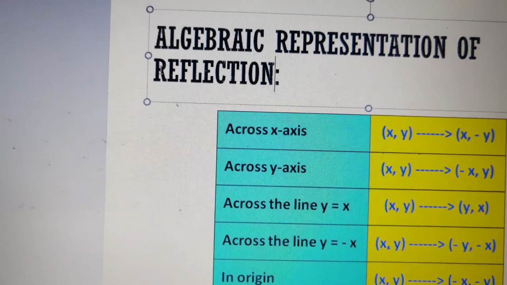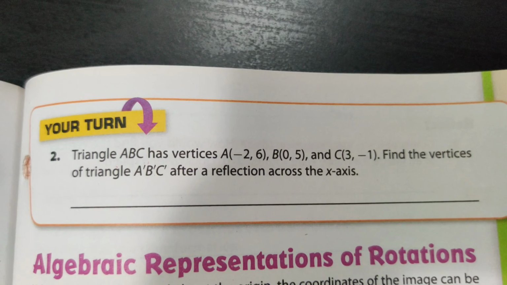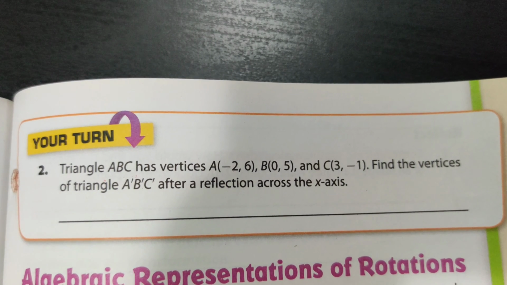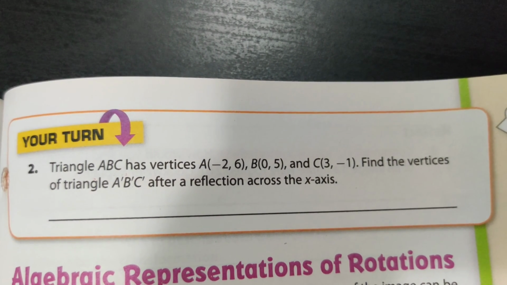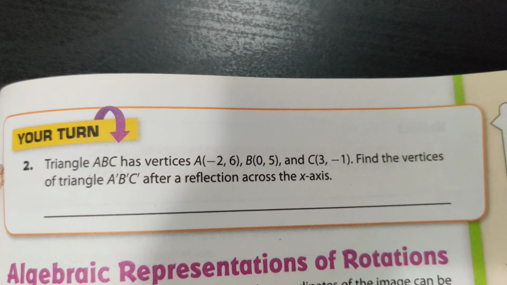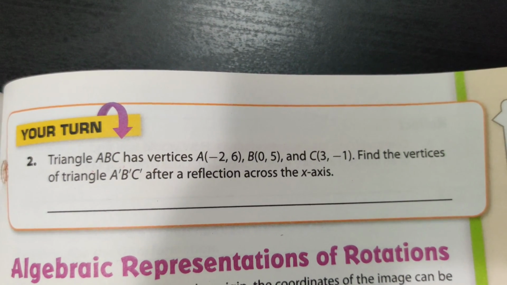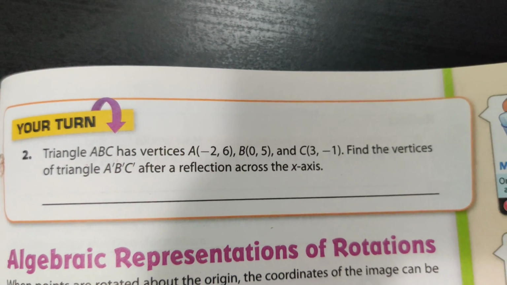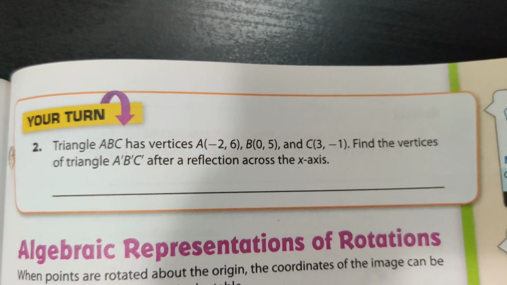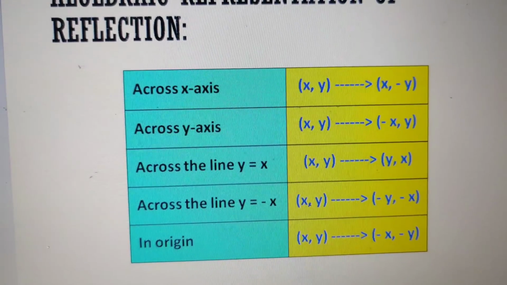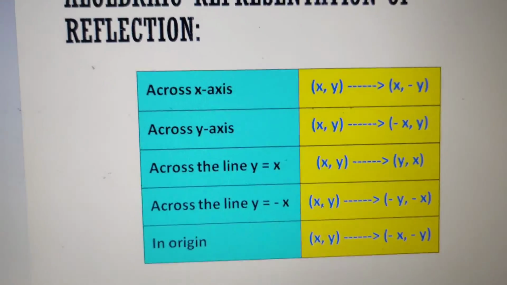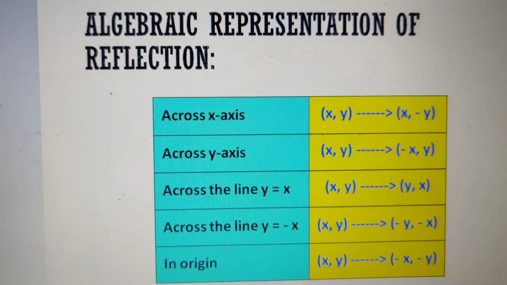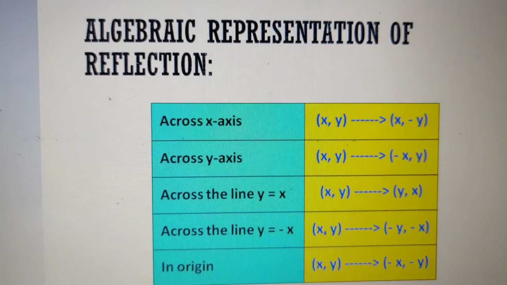Now we have your turn 2. Triangle ABC has vertices A(1, -2), B(0, 5), C(3, -1). Find the vertices of triangle A prime, B prime, C prime after reflection across the x-axis. In the table of formulas, it's already given. If the reflection is across the x-axis, which formula will we use? The first one. The coordinates will be written like this: x and negative y. X will remain the same, only the y will become negative.